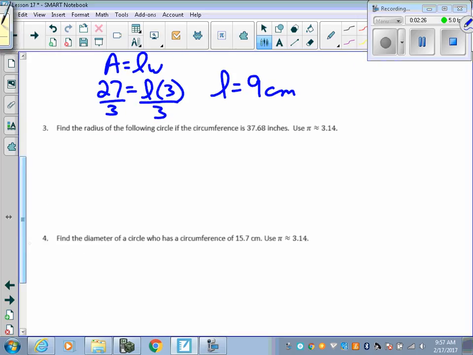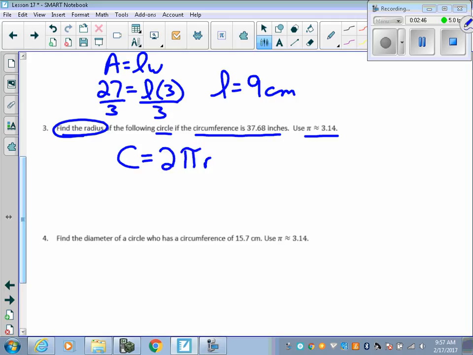We're going to find the radius of the following circle whose circumference is 37.68 inches. And here it says to use pi is approximately 3.14. Therefore, find the radius. So we know from lesson 16 that C equals 2 pi r. This is one of the formulas. Usually we say C equals pi d, but because there are 2 radii in 1 diameter, we could say 2 pi r.